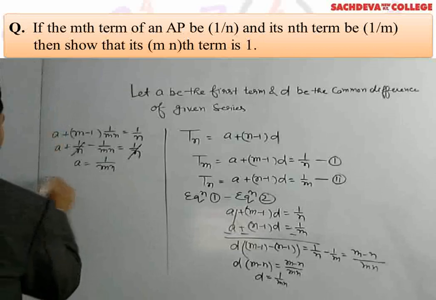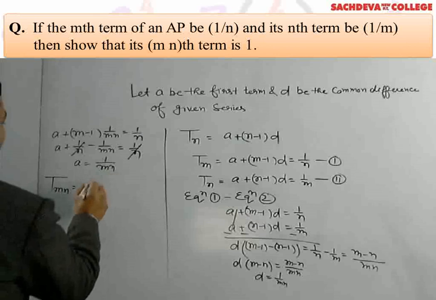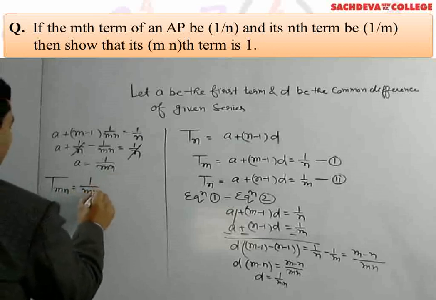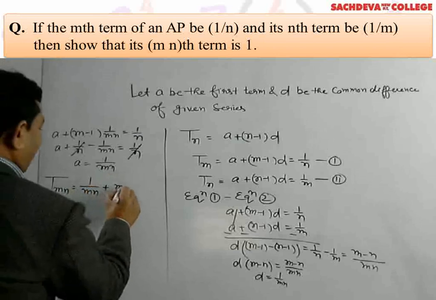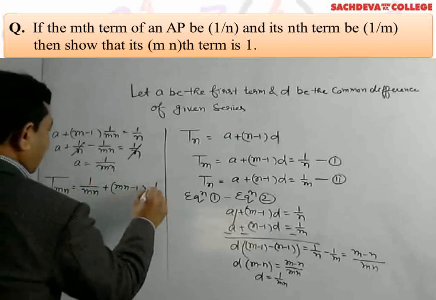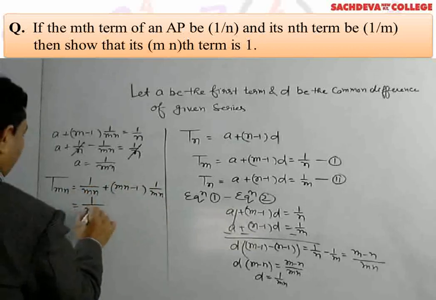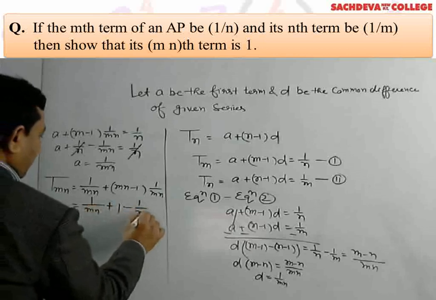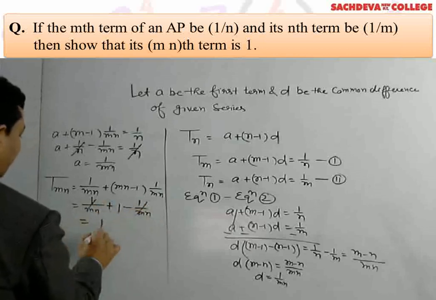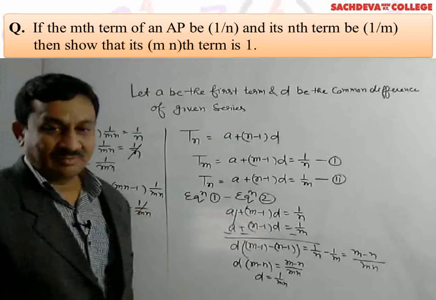So Tmn is equal to A, and A is given here as 1 upon mn, plus (mn minus 1) into D, which is 1 upon mn, or we find 1 upon mn plus 1 minus 1 upon mn, or this cancels by this, we find 1. So the mnth term of the series is 1 here.